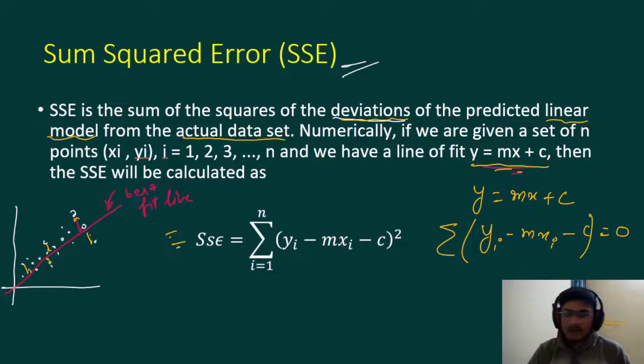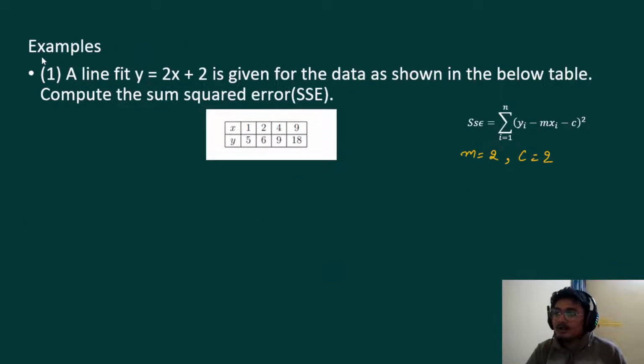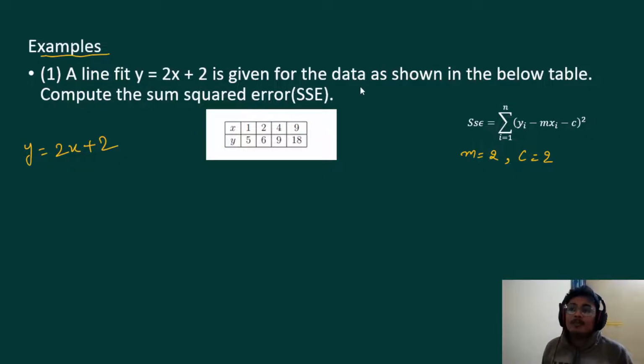Now let's understand this with an example. We are given a line y equals 2x plus 2. For the data shown below, compute the sum squared error. This is our formula, and here you can see that m equals 2, and c is the intercept, which is also given. We have to find the SSE.